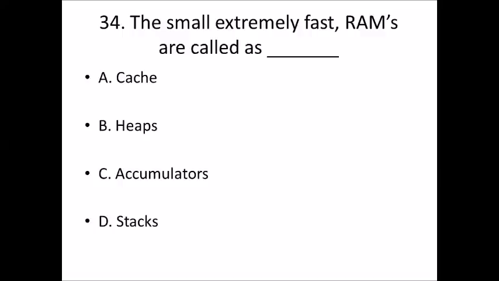The small extremely fast RAMs are called as dash. Option A cache, option B heaps, option C accumulators, option D stacks. Option A cache. 35th bit.